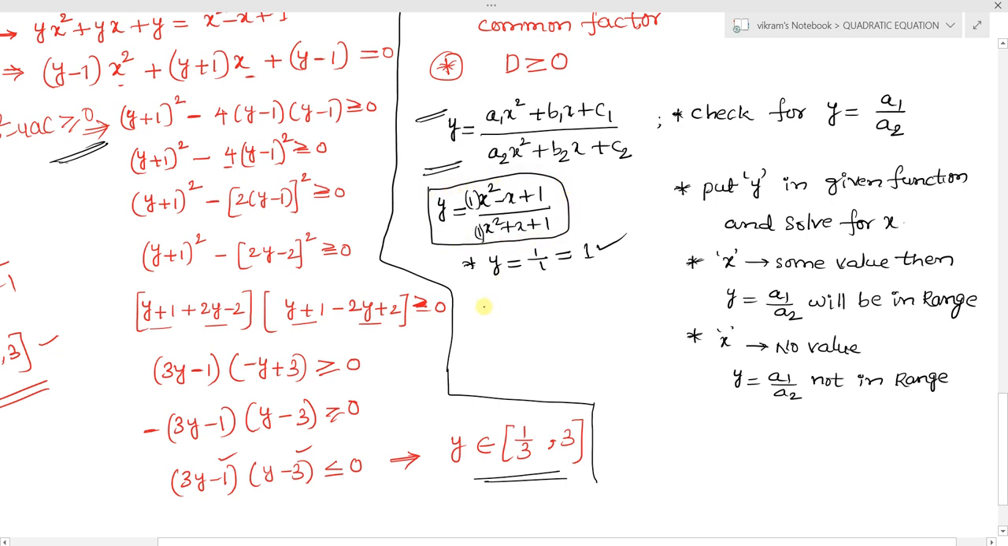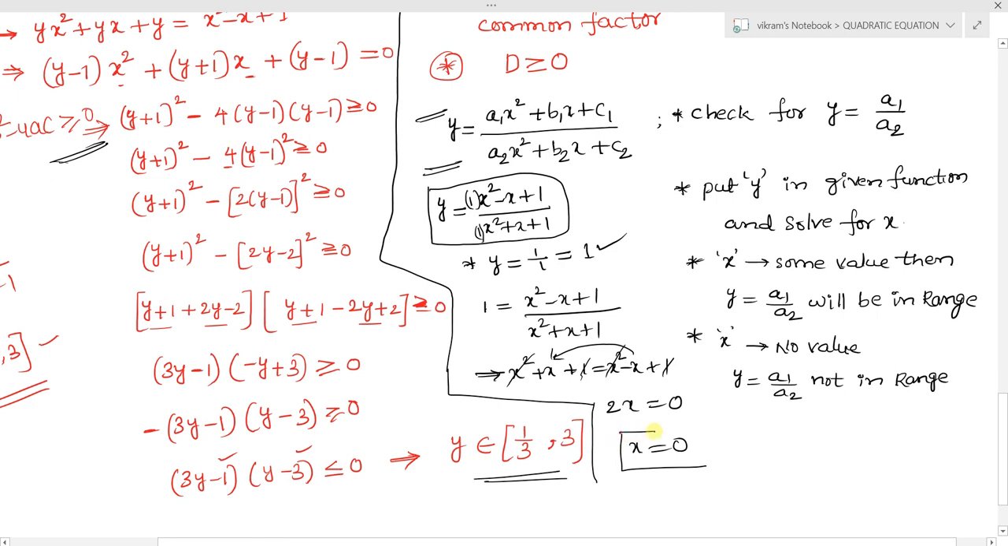If we substitute y equals 1, 1 equals x square minus x plus 1 by x square plus x plus 1. Now cross multiply: x square plus x plus 1 equals x square minus x plus 1. So x square and x square cancel out, plus 1 and plus 1 cancel out, and minus x moves to the LHS. Then we obtain 2x equals 0, that means x equals 0. We obtained 0 as a value for x.